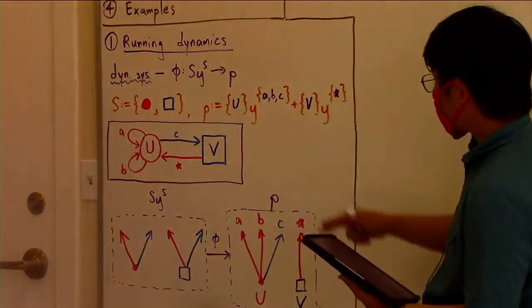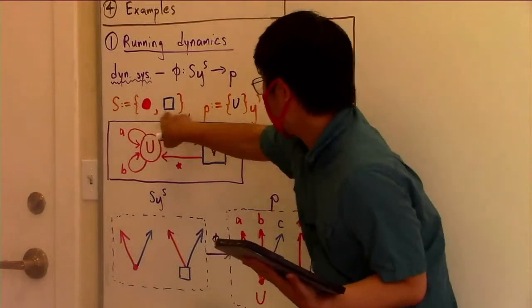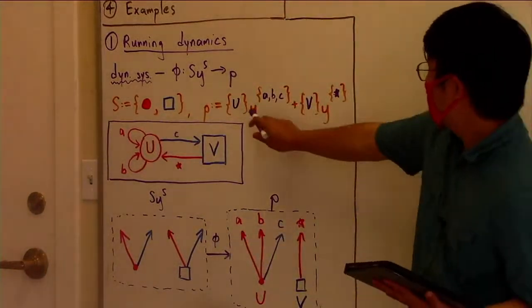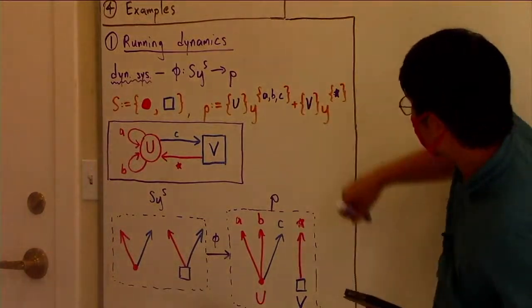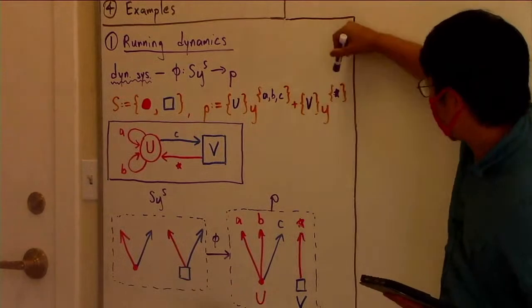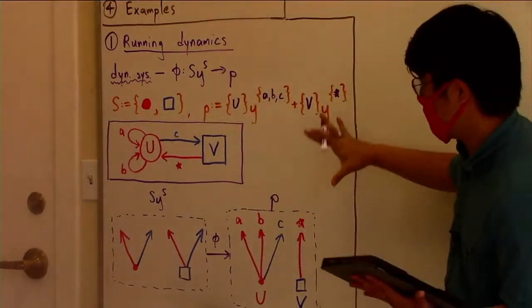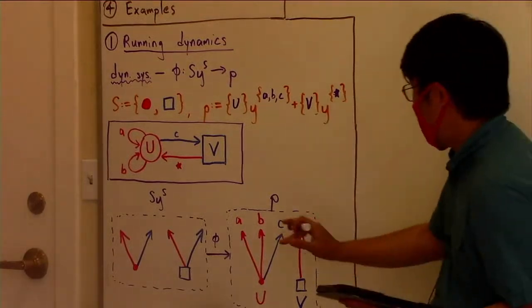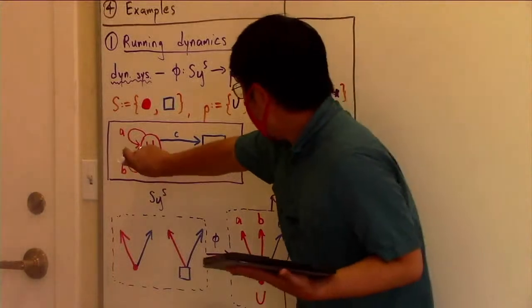And so here's an example. We let S be a 2-element set with a red circle and a blue square. And we let p have positions U and V. At U, the directions are A, B, and C. And at V, the direction is just this star. And the particular morphism, the particular dynamical system we're going to look at, is depicted by this picture here.